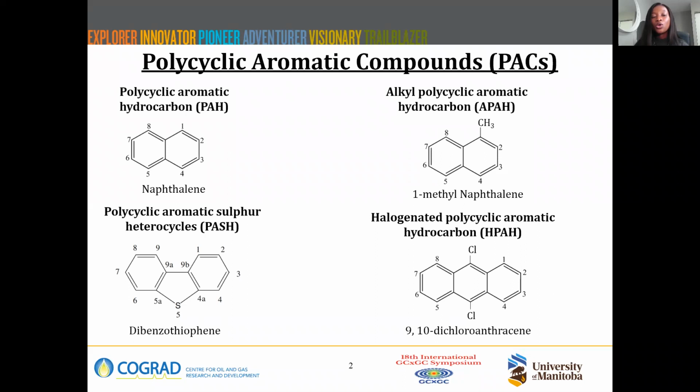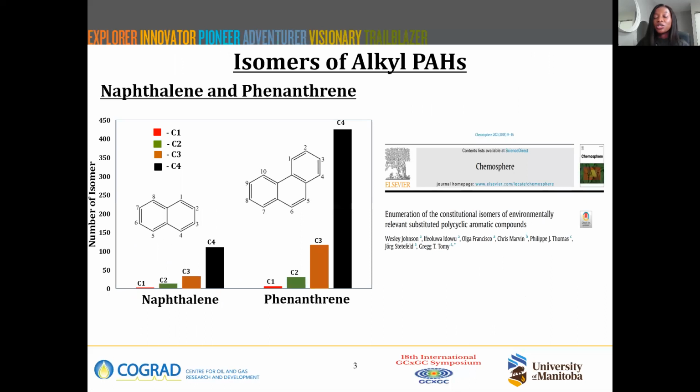ring. With these various positions available for substitution, we have various isomers of alkyl PACs that are possible. Here I'm showing you naphthalene and phenanthrene, naphthalene being a 2-membered ring and phenanthrene a 3-membered ring. As we move from C1 to C4, which is the number of substituents on the ring, we can see an exponential increase. On my y-axis, I have the number of isomers, and on my x-axis, the 2 compounds being evaluated. My colleague in the lab was able to come up with numbers of theoretically possible isomers for substituted polycyclic aromatic compounds that are environmentally relevant.